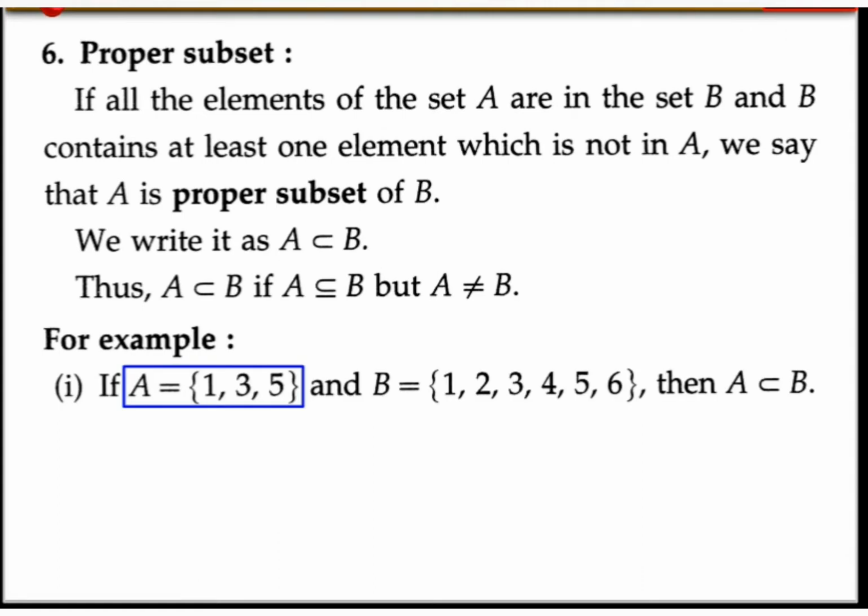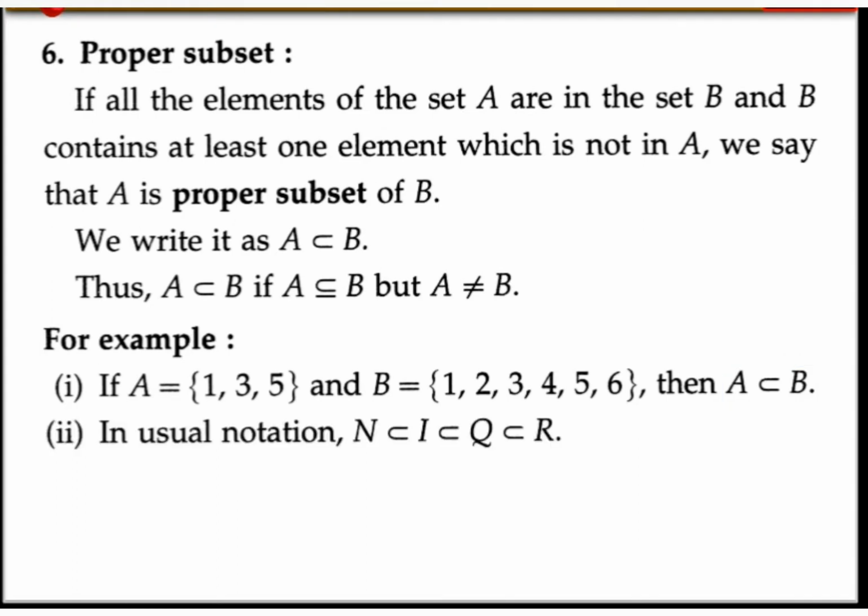For example, if A = {1, 3, 5} and B = {1, 2, 3, 4, 5, 6}, then A is a proper subset of B. In usual notation, N is a proper subset of I, which is a proper subset of Q, and Q is a proper subset of R.